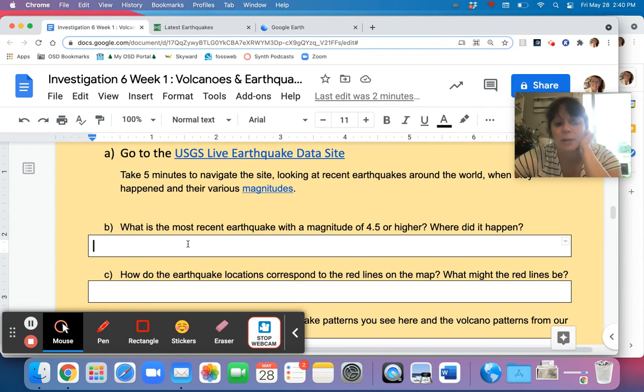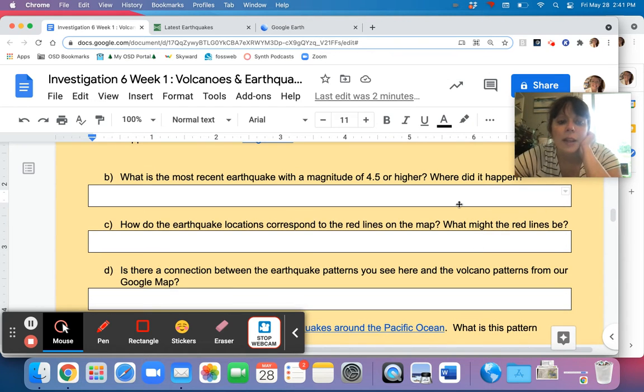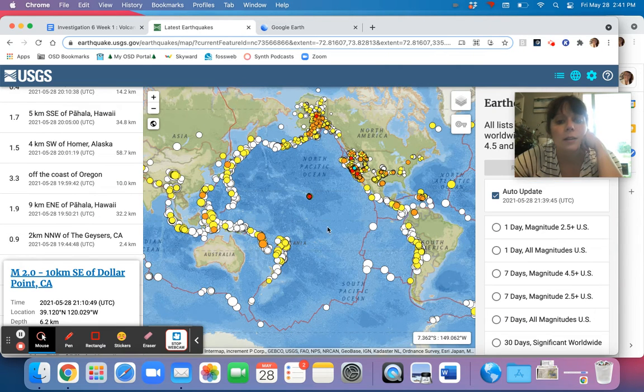So you have to look and see what was the most recent earthquake with a magnitude of 4.5 or higher and where did it happen, and fill that in. How do the earthquake locations correspond to the red lines? Let's look again. What do these red lines seem to have in common with the earthquakes?